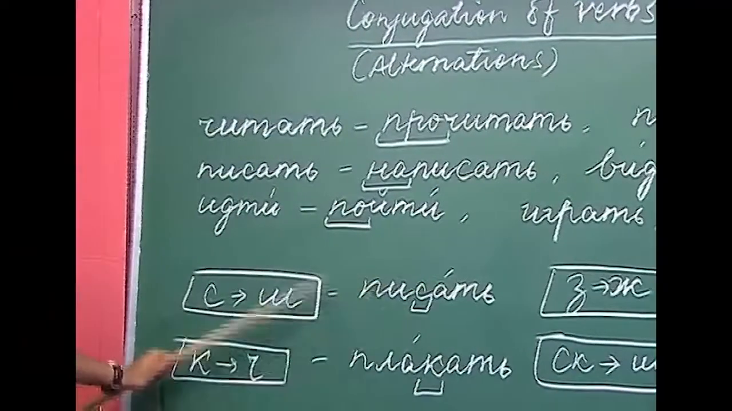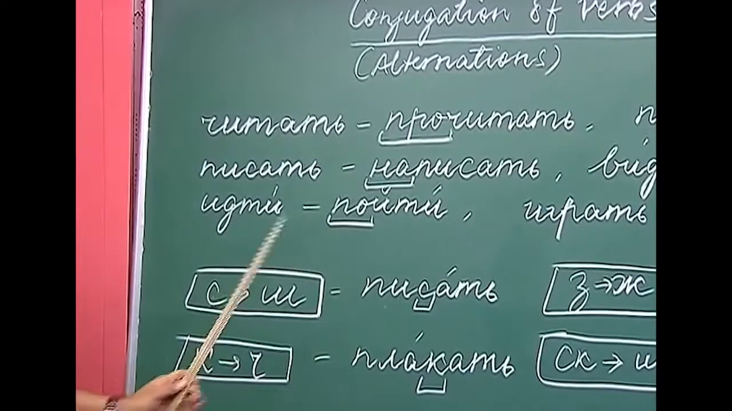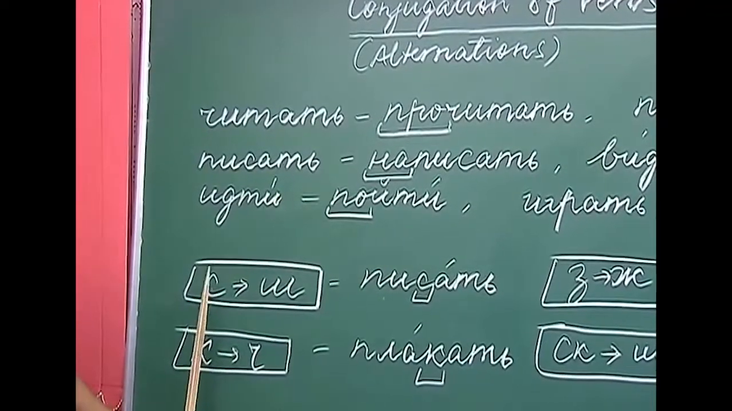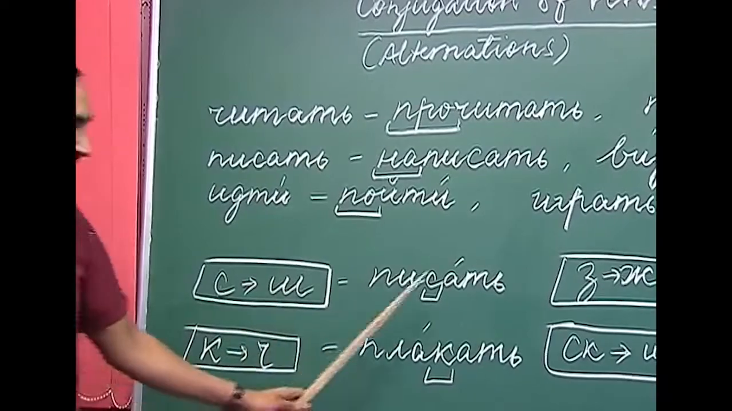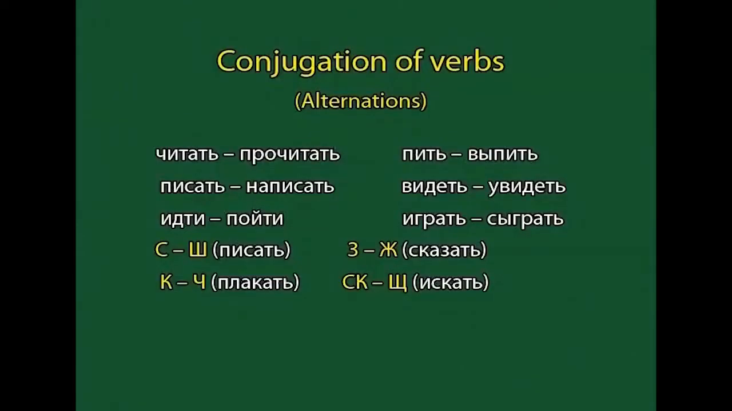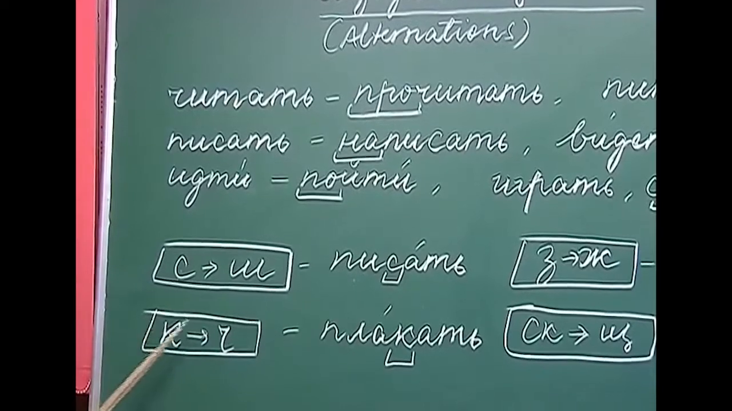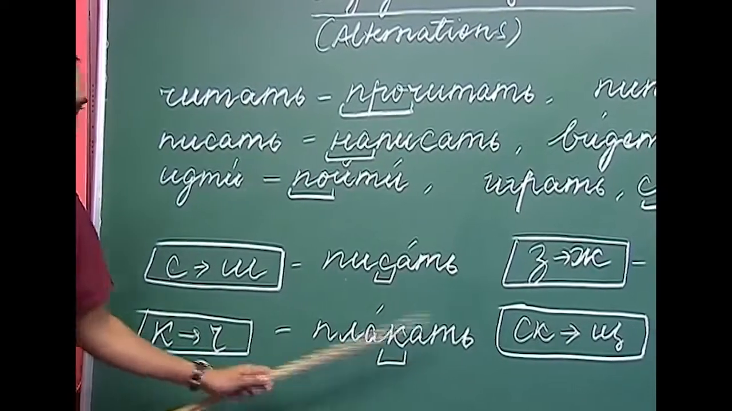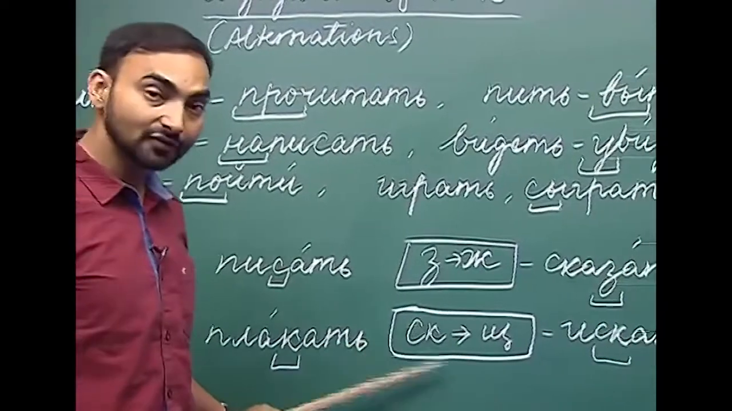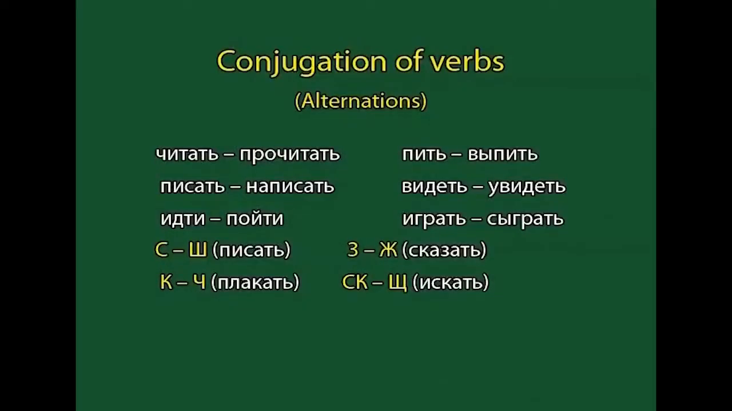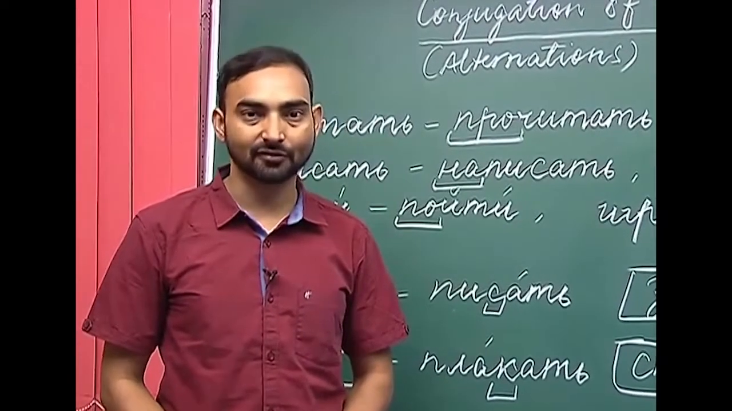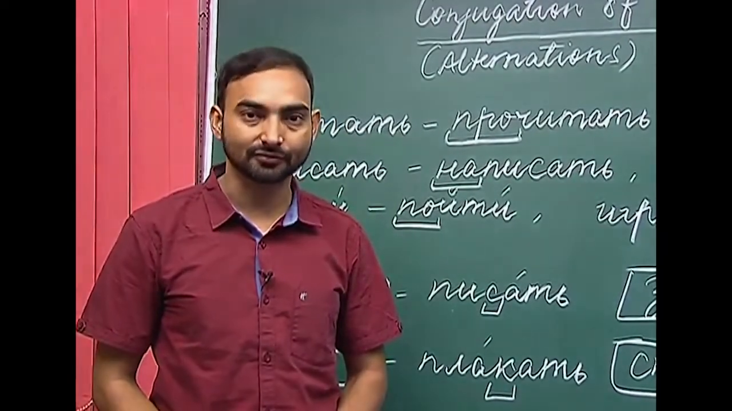Let me repeat all these alternations once again. The consonant s sometimes changes to sh as in pisach. The consonant z changes to zh as in skazat. The consonant k changes to ch as in plakat. The consonants s and k together change to sh as in iskach. So, these are a few alternations. We will look at some other examples also. There are a few other alternations also.